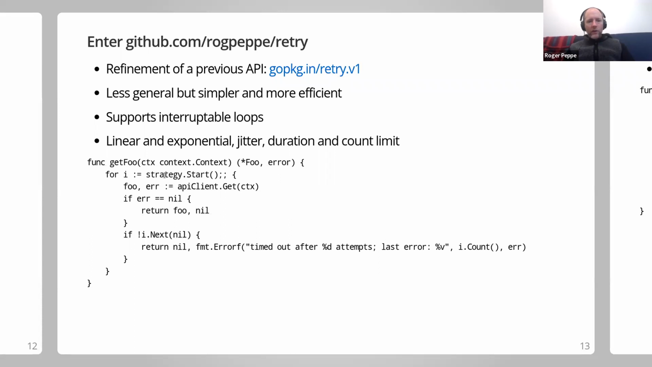And the strategy is a struct, and I'll talk about it in a little bit, but it can express linear and exponential backoffs. It's got a duration, it can jitter, and it can express some limits on the overall duration and number of iterations.